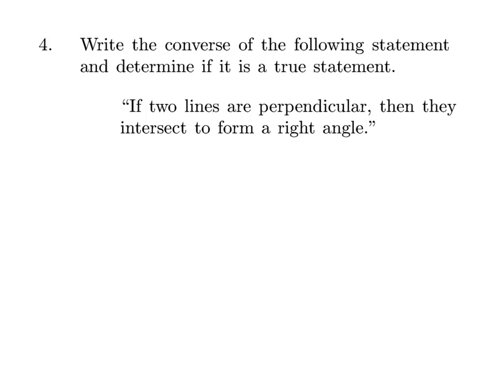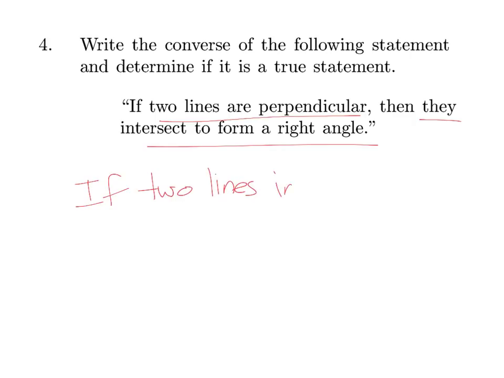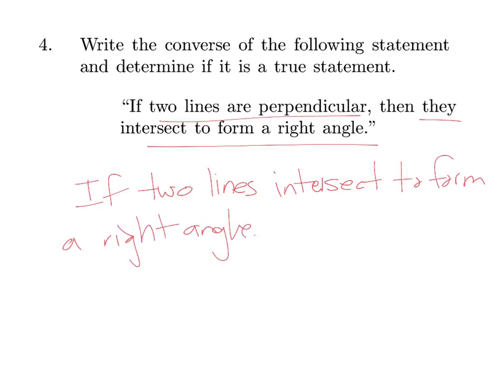All right, another converse problem. Write the converse of the following statement and determine if it is a true statement. If 2 lines are perpendicular, then they intersect to form a right angle. So you're taking these 2 components and you're switching them. If 2 lines intersect to form a right angle, then they are perpendicular.